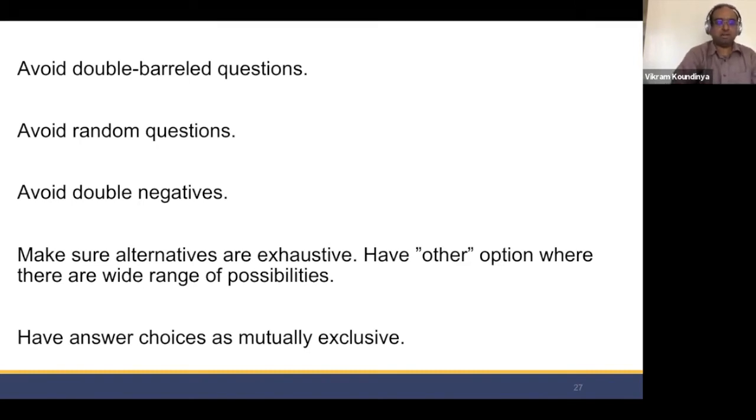And then it's always important to remember that we have to make sure all the alternatives we give for a question, the answer options, are exhaustive. And if we are not sure that they are exhaustive, it's always a good practice to give another option and give a text box where they can type in whatever they feel is the other option. And when you have answer choices, they have to be mutually exclusive.